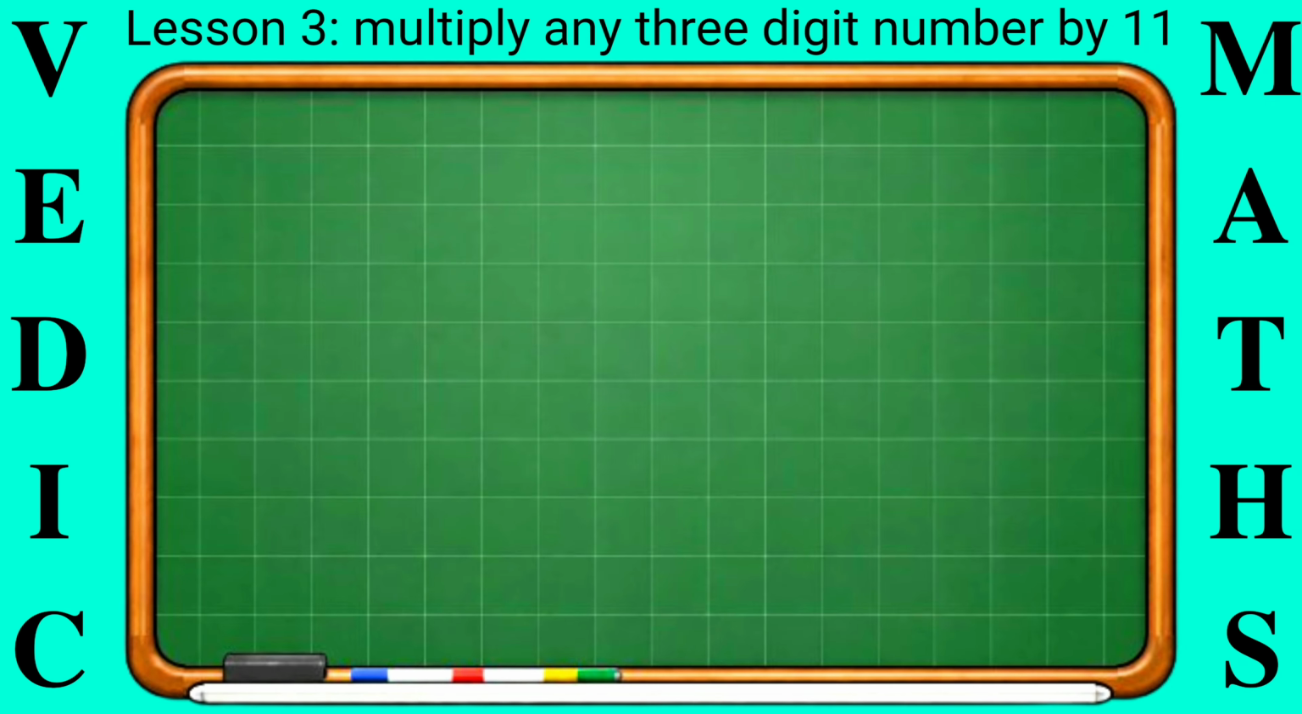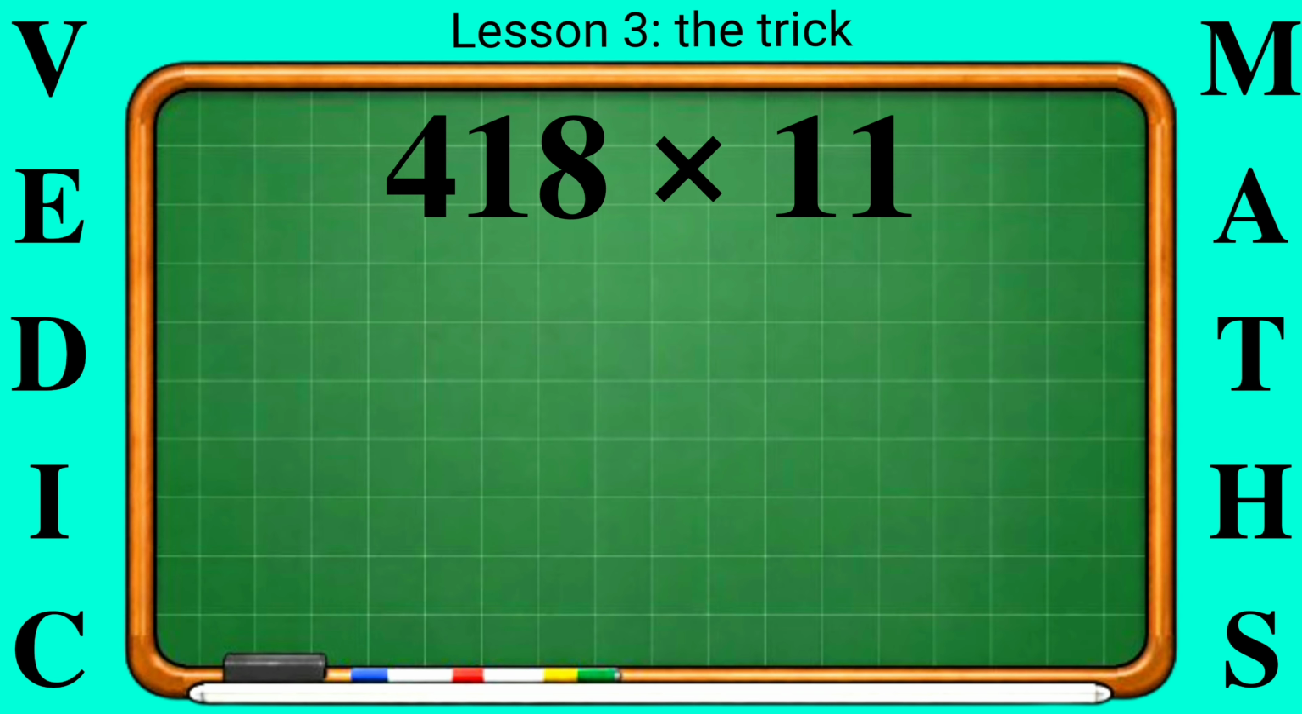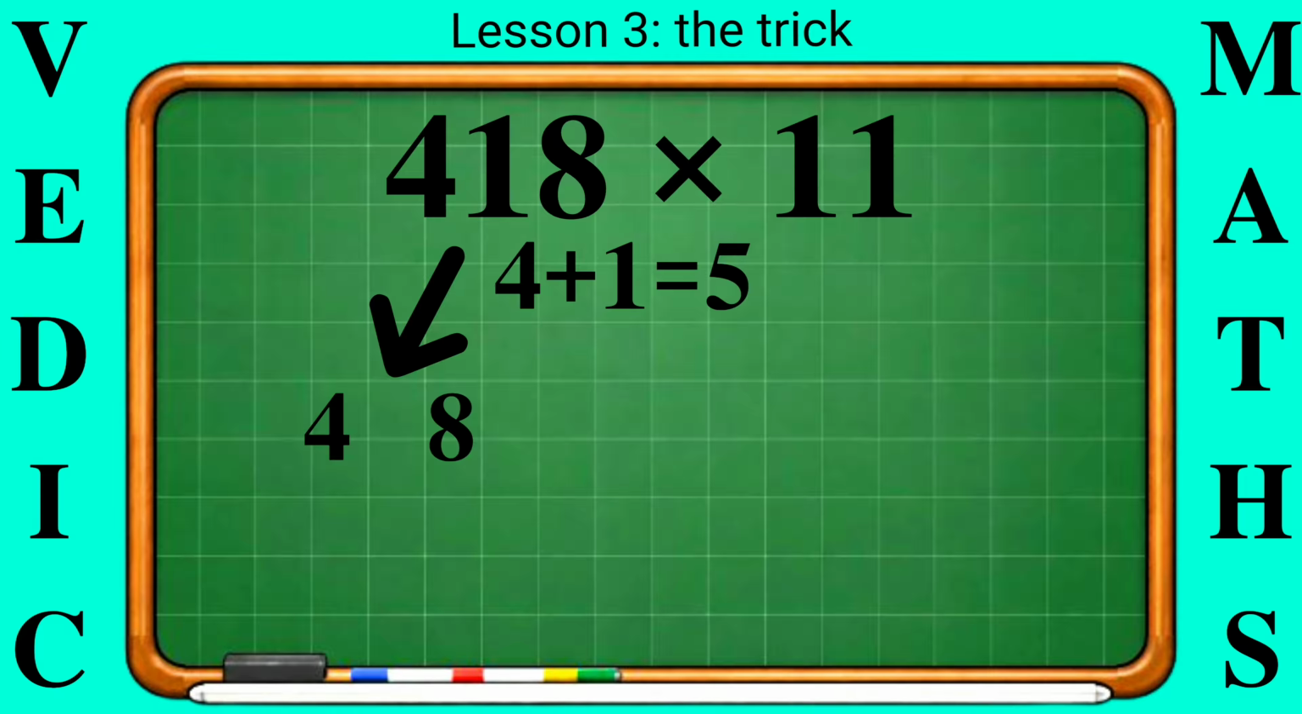Hello, welcome to Vedic Maths Lesson 3. Hope you saw Lessons 1 and 2. Now, in Lesson 3, we multiply any three-digit number by 11. Before, we learned to multiply any two-digit number by 11, but this is a different type of question. Here, we ignore the middle digit, or keep it for the next steps. First, take the first digit and add it to the middle digit.